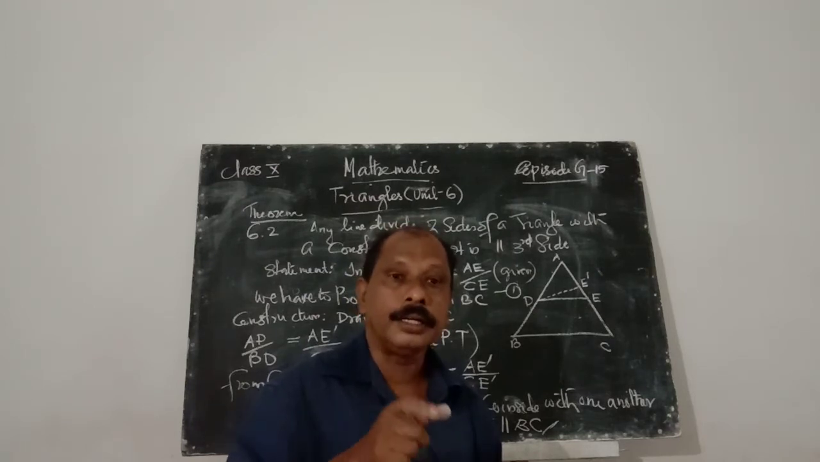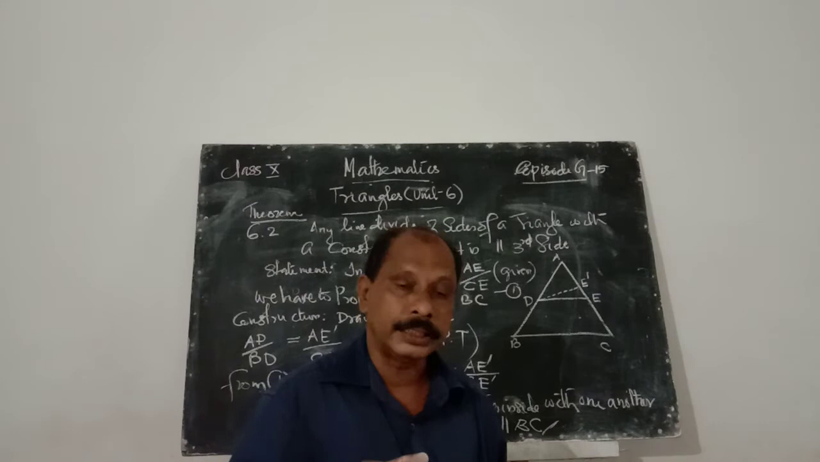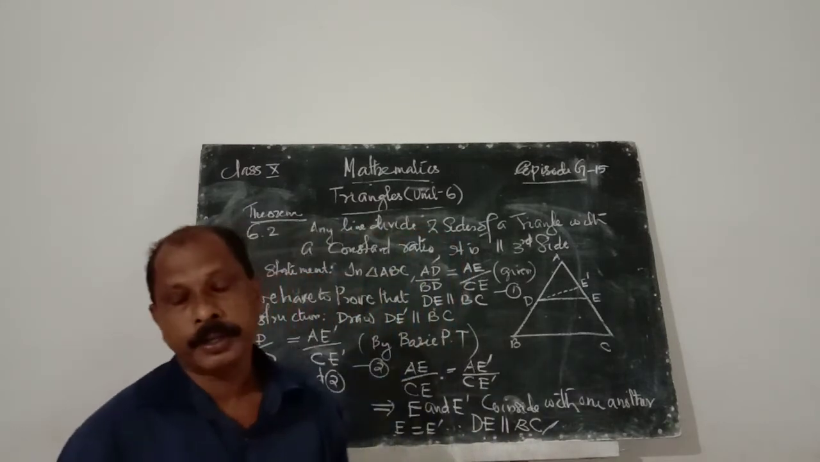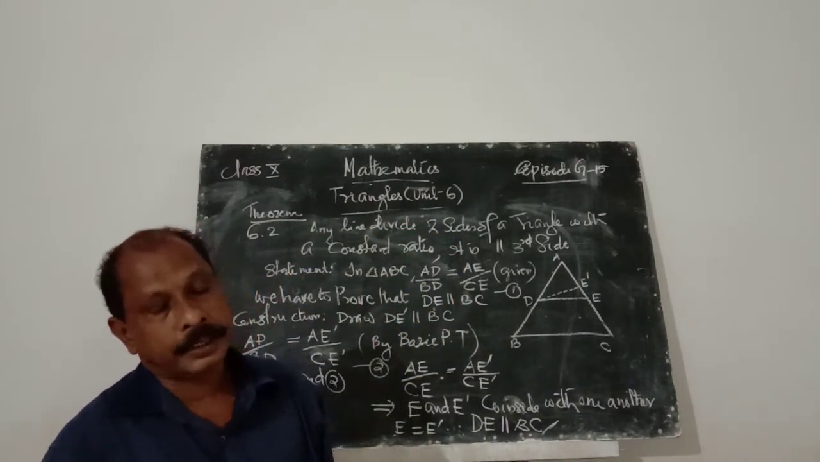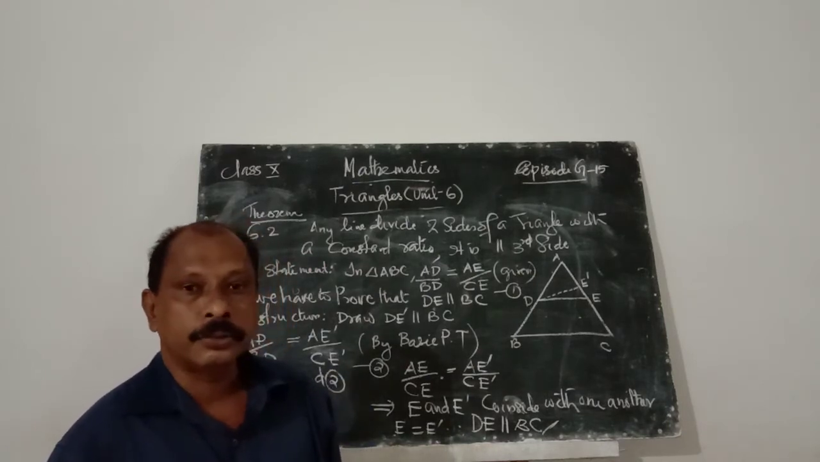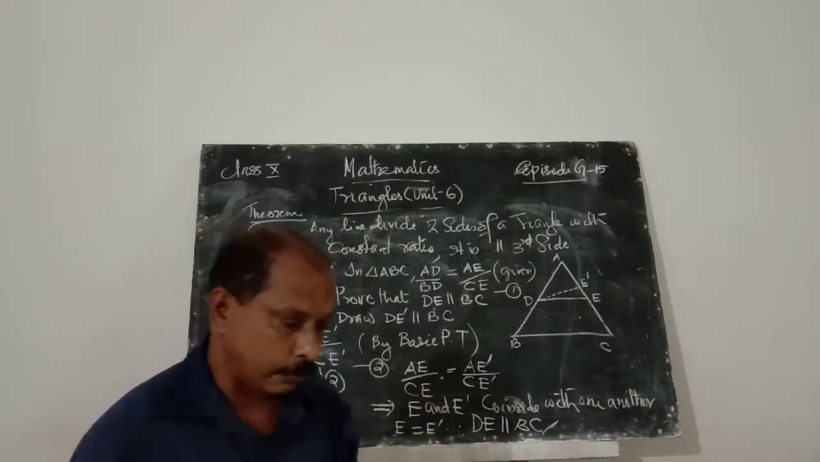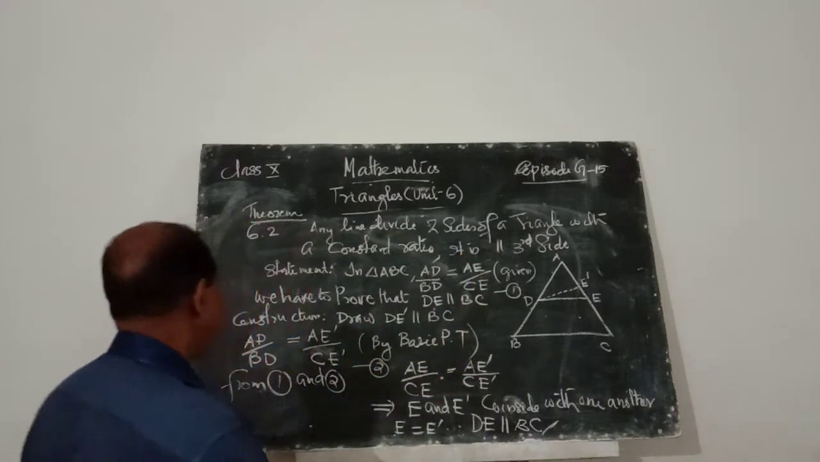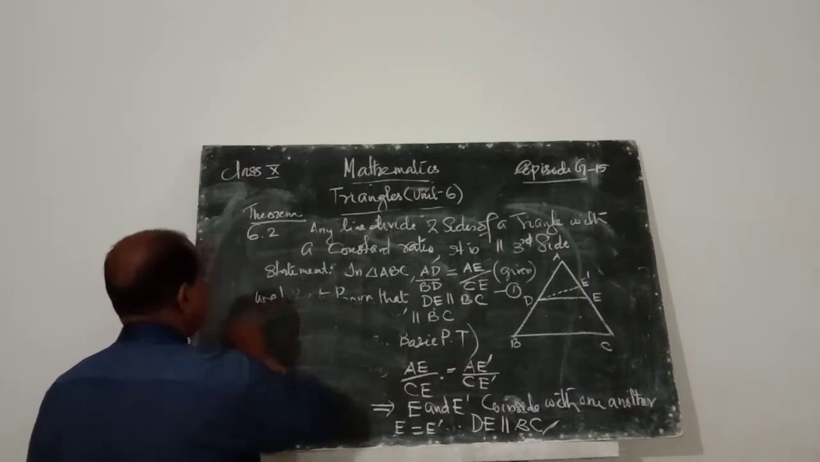Therefore, DE' parallel to BC is our construction, and we proved that E and E' coincide. Therefore, DE is parallel to BC. That is the converse of the basic proportionality theorem. Okay.